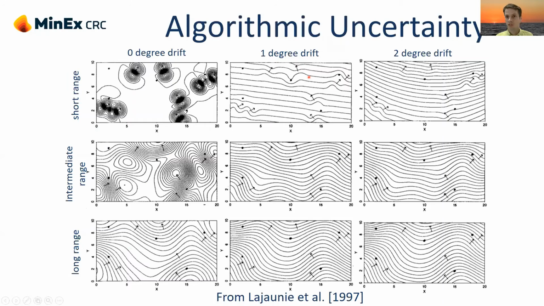In addition, we also need to take into account algorithmic uncertainty. We use algorithms to generate models, and depending on the parameters we use, we can end up with very different results. This is a simple illustration from a paper of Lachlan et al. from 1997, where you can see different potential fields that were interpolated given the same input data, but for different parameters. So there is a huge variability. Here, the parameters involved are the range for the interpolation and the kind of spatial trend in the interpolation, so it's a 0 degree trend, or a linear trend, or a quadratic trend.